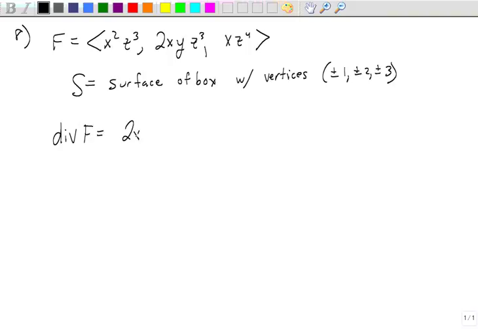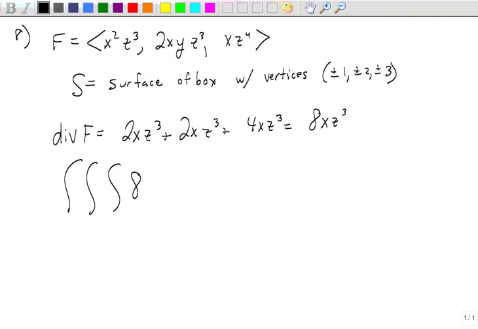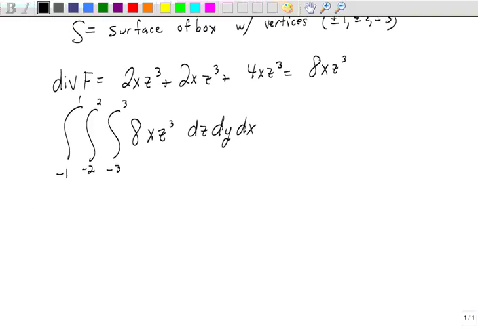P with respect to X, Q with respect to Y, and R with respect to Z. And we're going to integrate over that box. We'll set Z from -3 to 3, Y from -2 to 2, and X from -1 to 1. And I'll let you integrate that. That's not hard.